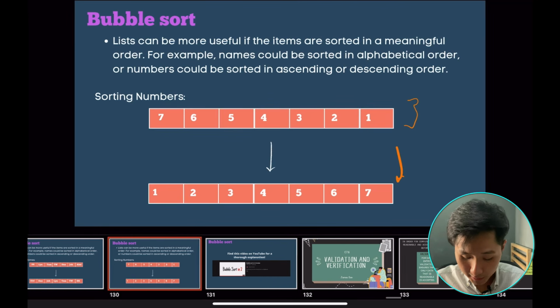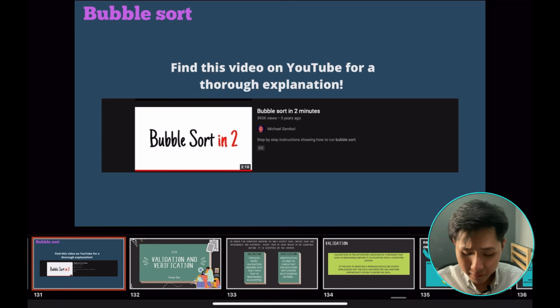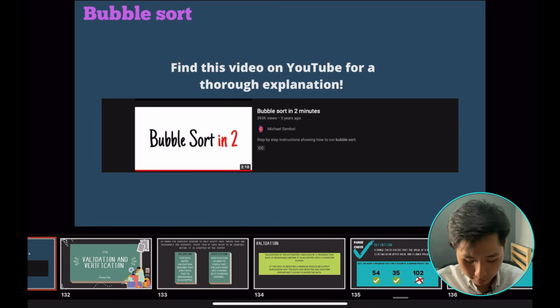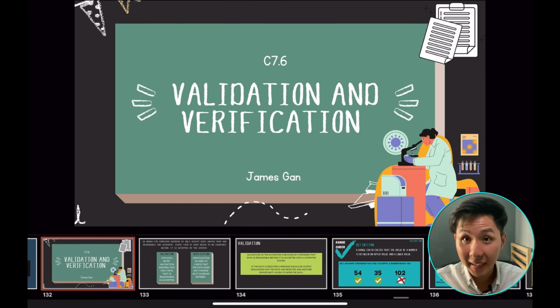So to explain how bubble sort works, I have this video here, which I believe that if you watch this video, it's going to be more effective than me explaining here, because the author of this video has created animation to show you how numbers are being rearranged during the algorithm to achieve the final form, the sorted form. So I'll put down the video link in the video description so that you can check it out. All right. So that's the end of this subtopic. We'll move on to validation and verification.